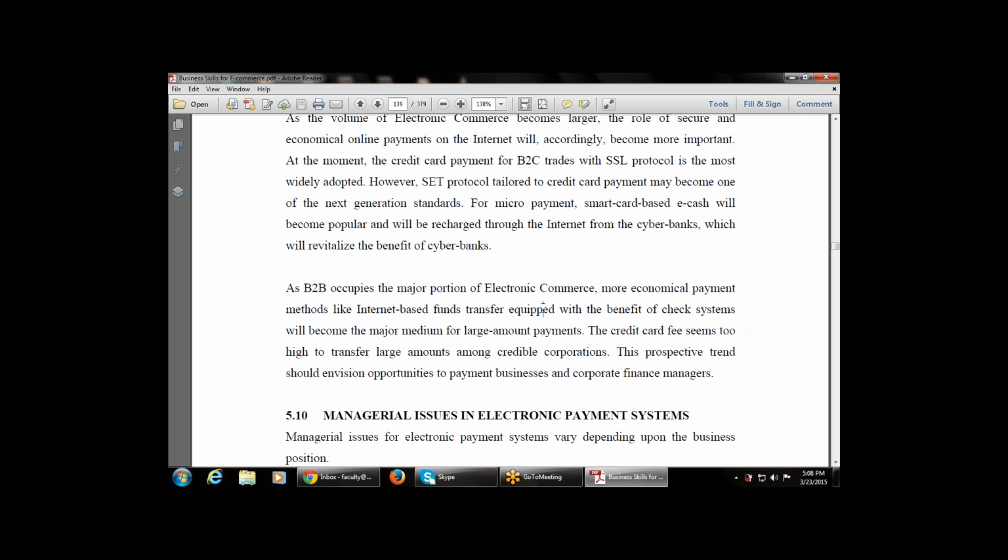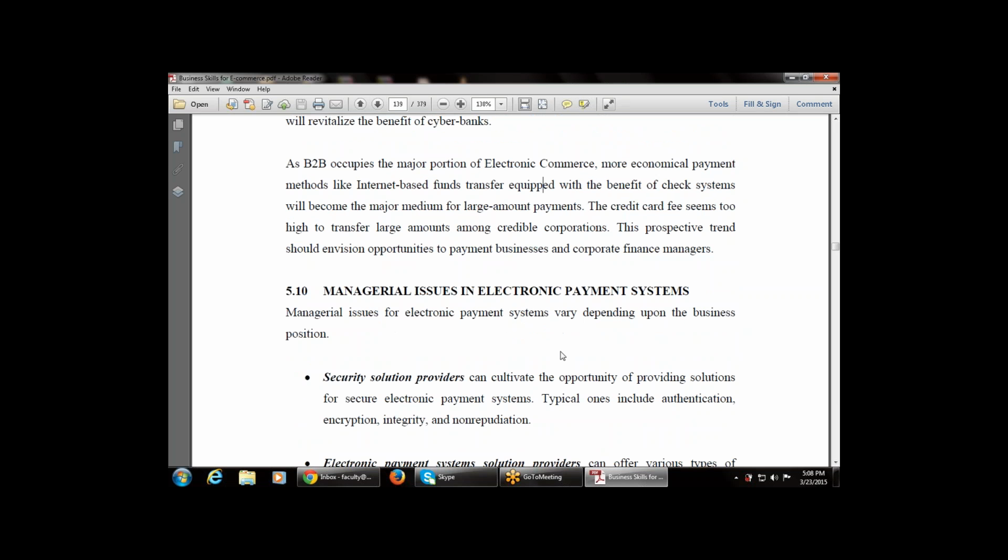This topic I'm taking, but first of all let's take a break, then carry forward with this topic. After coming back from the break let's discuss what the managerial issues are with the e-payment system, and it depends on the business position. If there is a large scale business, there will be more managerial role, and if there is a medium scale business, there will be a medium managerial role. So let's take a break right now.